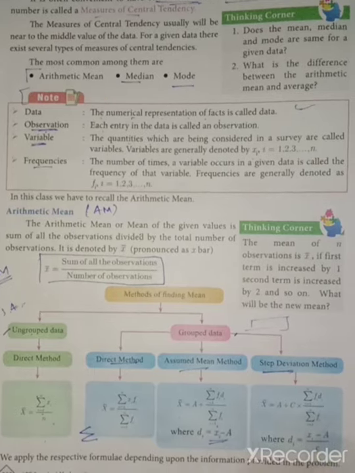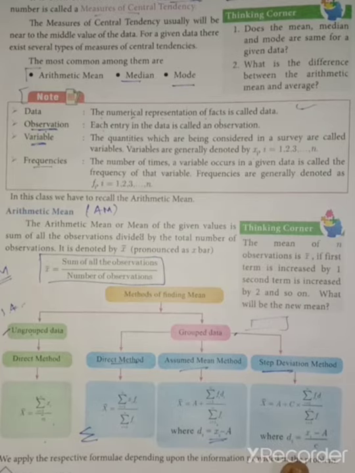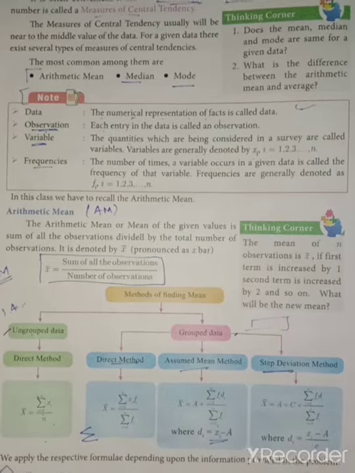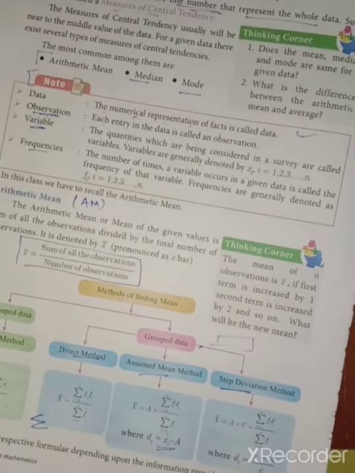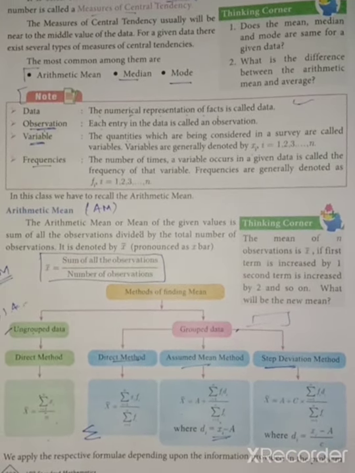Then the step deviation method. Here another term is there, that is the c element. So x bar equals a plus c into summation i equals 1 to n fi di divided by summation i equals 1 to n fi, where di equals xi minus a divided by c. These formulas, they may ask in one word also, or in some sums we can use them, because if they ask for the method, we have to solve using it in 9th class also.